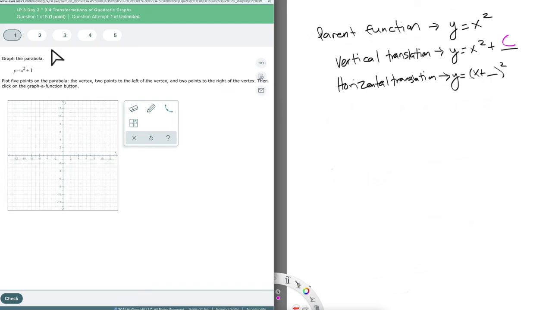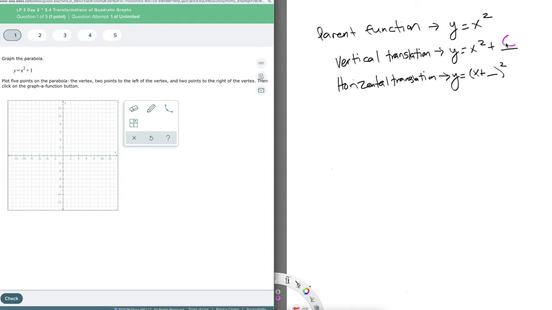This is the parent function of a quadratic equation, y equals x squared. So that's as basic as you can get with a quadratic function. It's just x squared. Once we start doing different things to it, so if we start adding a number, so we have x squared and we're adding a number, and you could see on the example they were calling that c. That is a vertical translation.